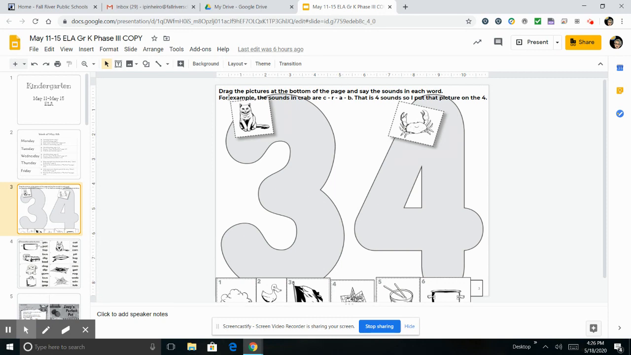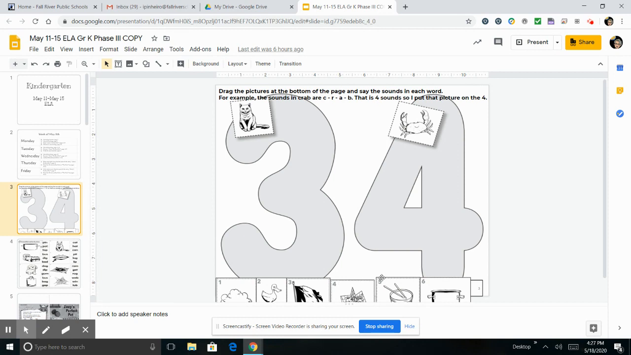On this page, it says drag the pictures at the bottom of the page and say the sounds in each word. For example, the sounds in crab are k, r, ab. That is 4 sounds, so the picture of the crab is on the number 4. If you're doing a paper packet, you can either cut and glue the pictures on the numbers, or you can draw a line from the pictures to the numbers.